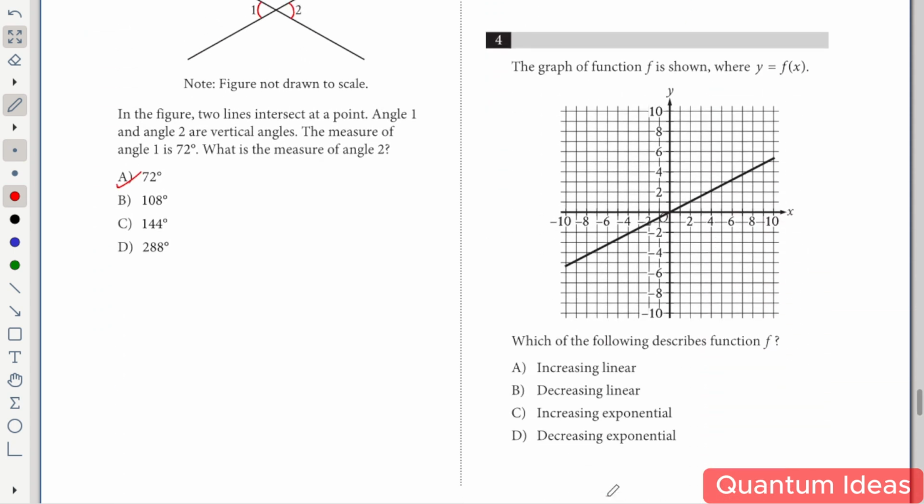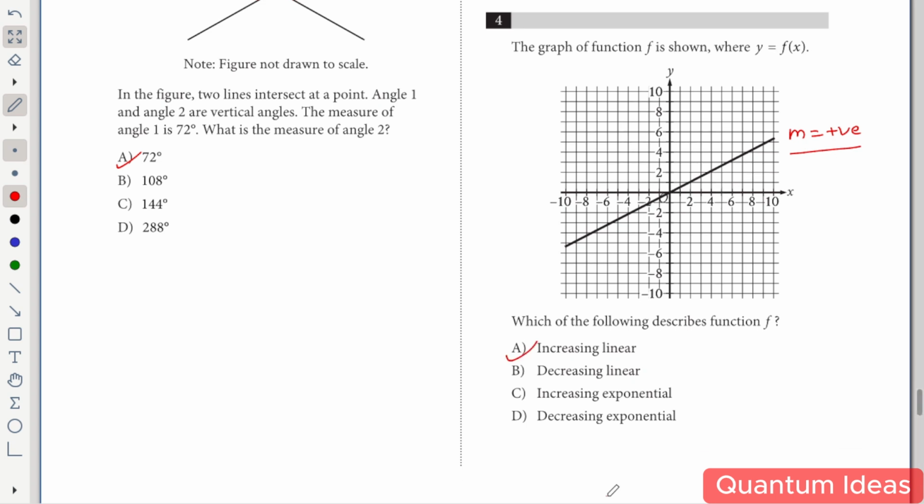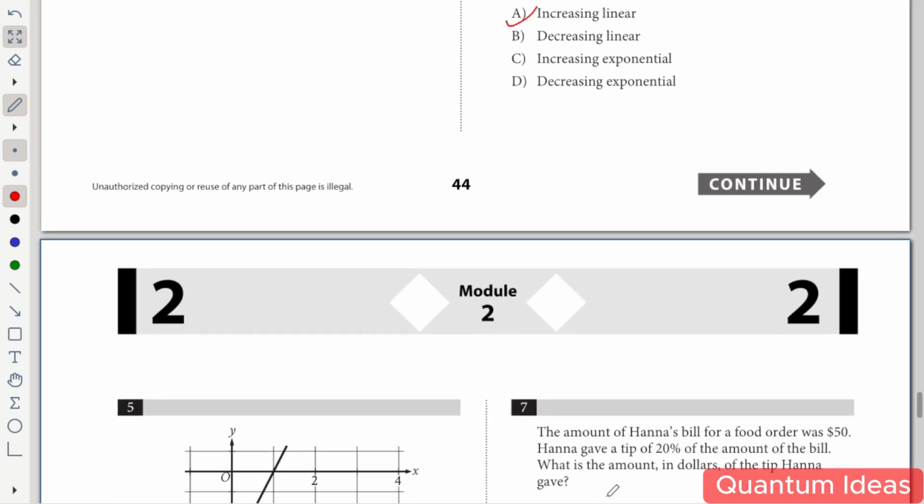So number 4, the graph of function f is shown where y equals f(x). Which of the following describes the function f? So you can see the slope of this graph is positive. This is increasing linear. So answer is A. Okay. So let's move to number 5.